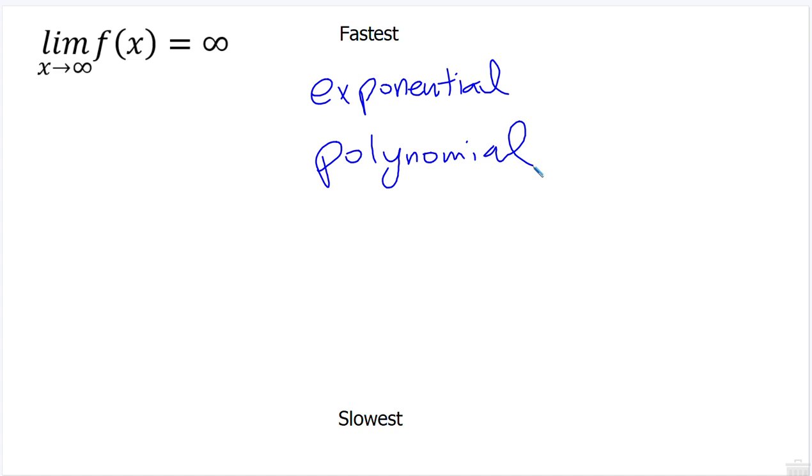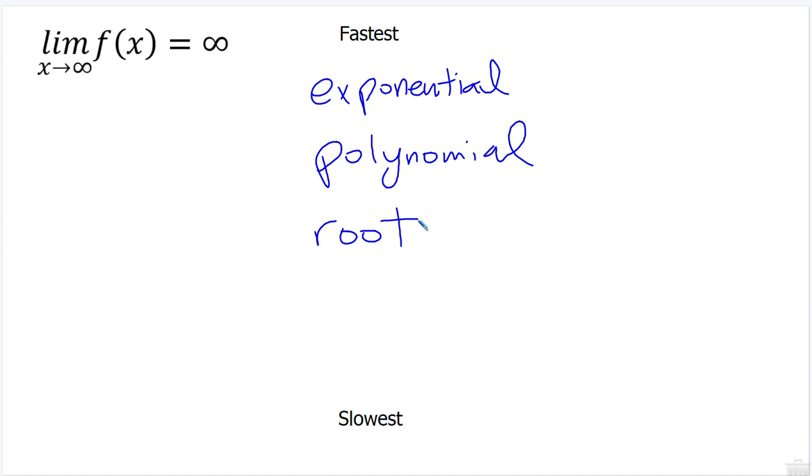So x to the 7,000th is going to go towards infinity faster than x to the 6,000th, which will go faster than x to the 100th, which will go faster than just x, a linear function. And then we also have root functions, like square root, cube root, fourth root, 12th root. Keep in mind, those are just fractional exponents: to the 1/2, to the 1/3, to the 1/4.